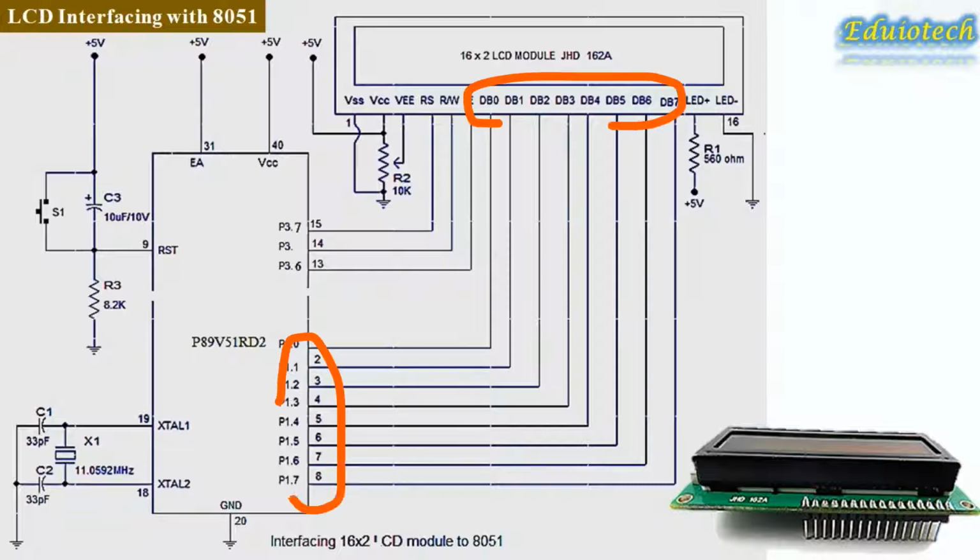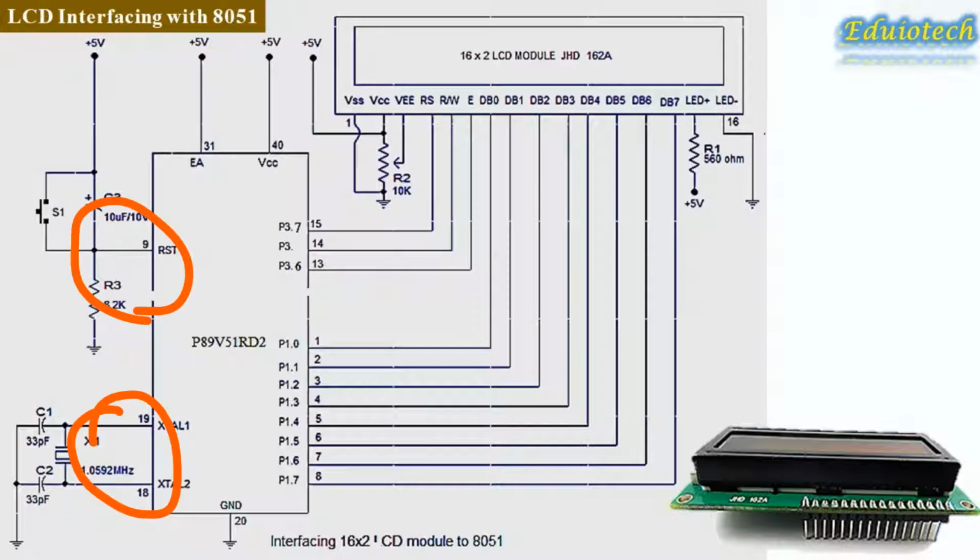LCD pins DB0 to DB7, that is pin number 7 to 14, are interfaced with 8 pins, that is port P0 of the microcontroller. One LED is connected in between pin number 15 and 16, that is LED plus and LED minus of the LCD, which gives backlight to the LCD. Interfacing of reset and the crystal oscillator is common for all the interfacings.